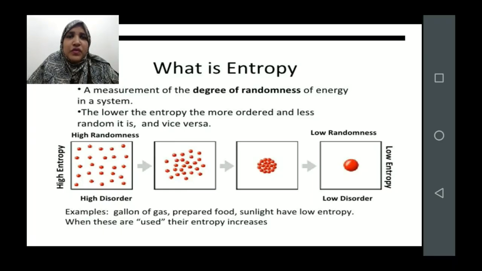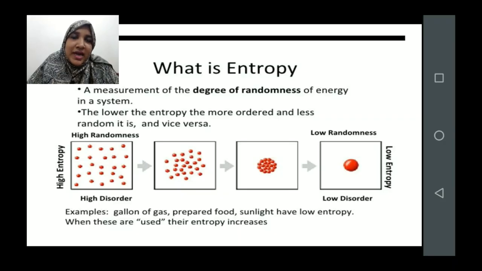Okay, for example, when you are in the classroom and the teacher is present, all the students are in their places, sitting properly. So there is less disorder in the class and there is less entropy. When the bell goes off and the teacher moves out, everybody starts moving around here and there. So all of you get scattered, and you will observe what? Randomness or disorder in the classroom. Okay, so there will be more entropy. Understood?